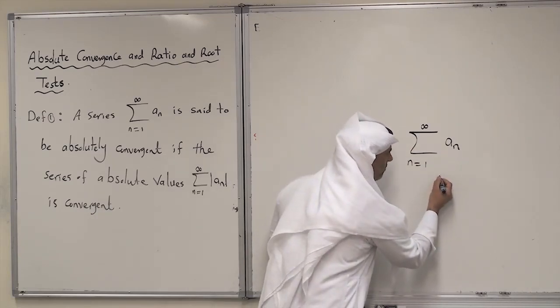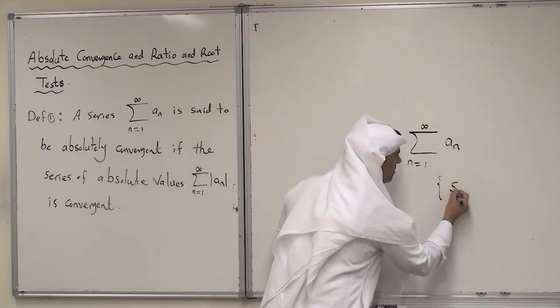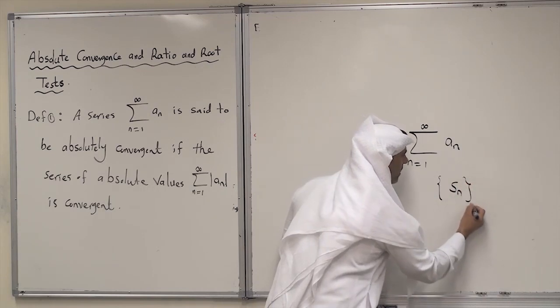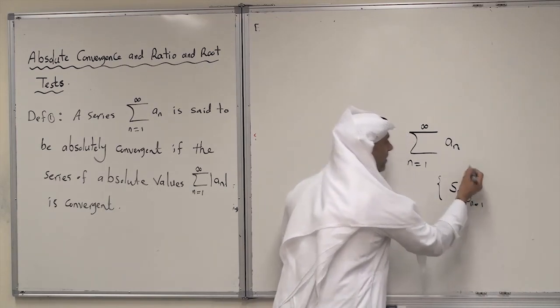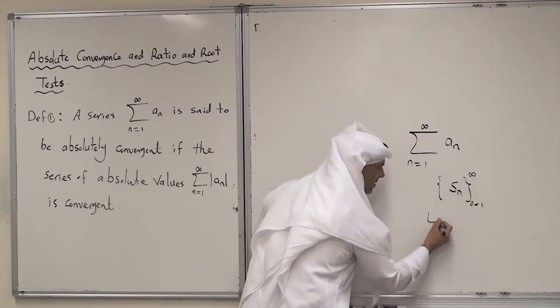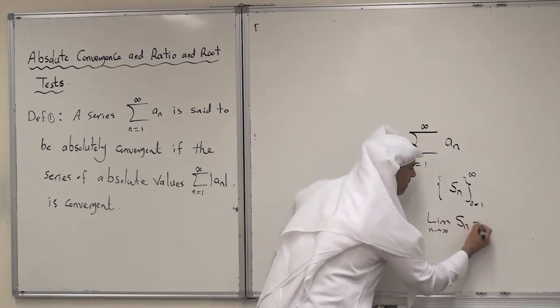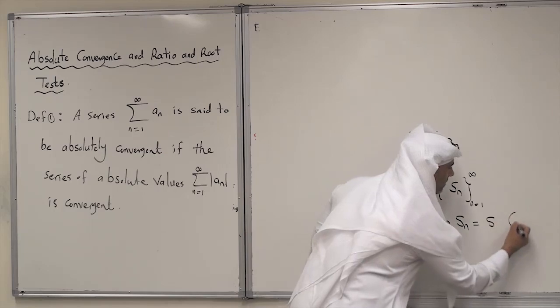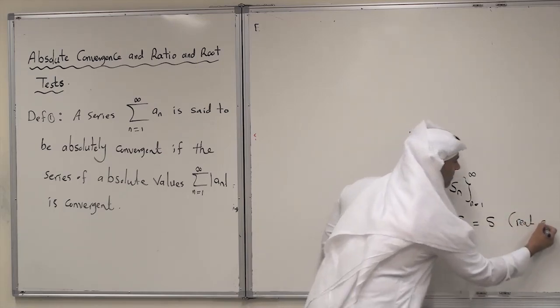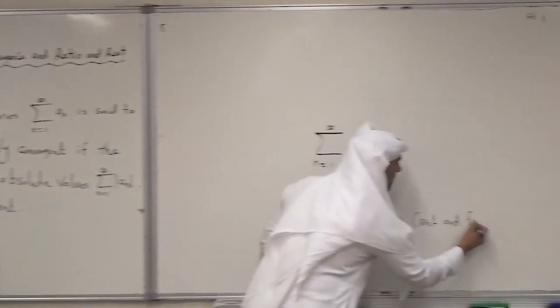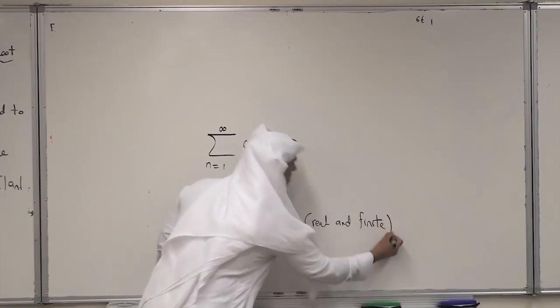So we said we need to define what we call the sequence of partial sums, okay? n equal to 1 up to infinity, and then we said if the limit as n goes to infinity of S_n is equal to S, a real and finite number, then we said that the series is convergent.